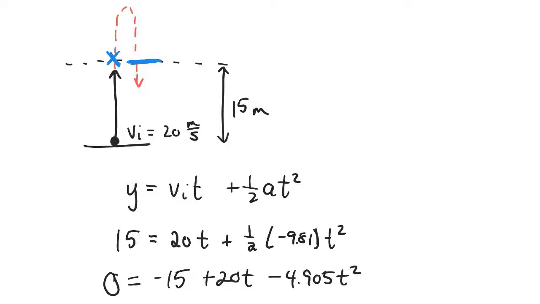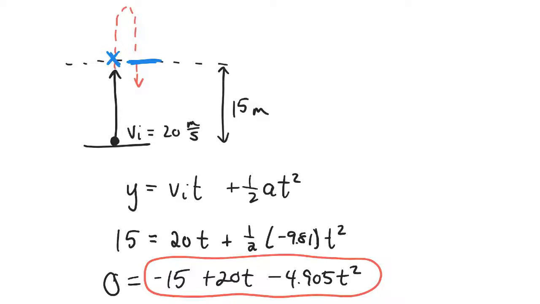So in y1, we're going to type this in right here. And remember, wherever you see a t, you simply put an x. For t squared, you put x squared. And then I would graph this and find the x-intercepts.